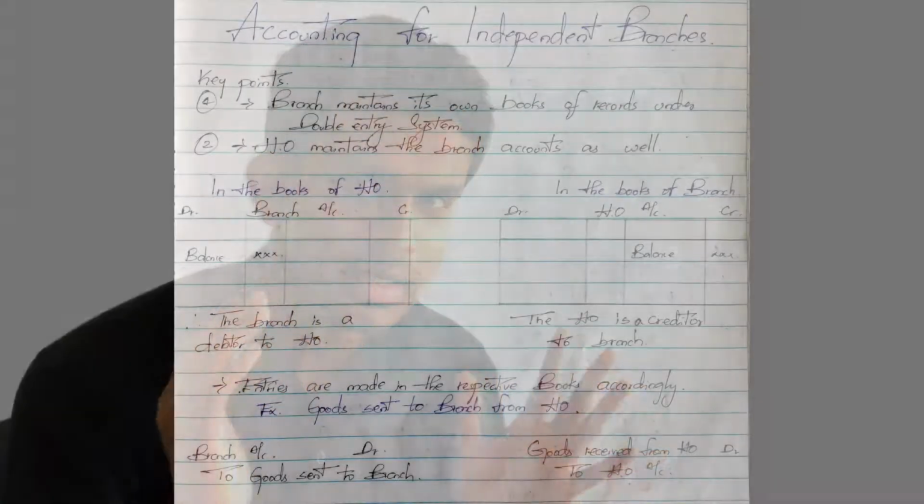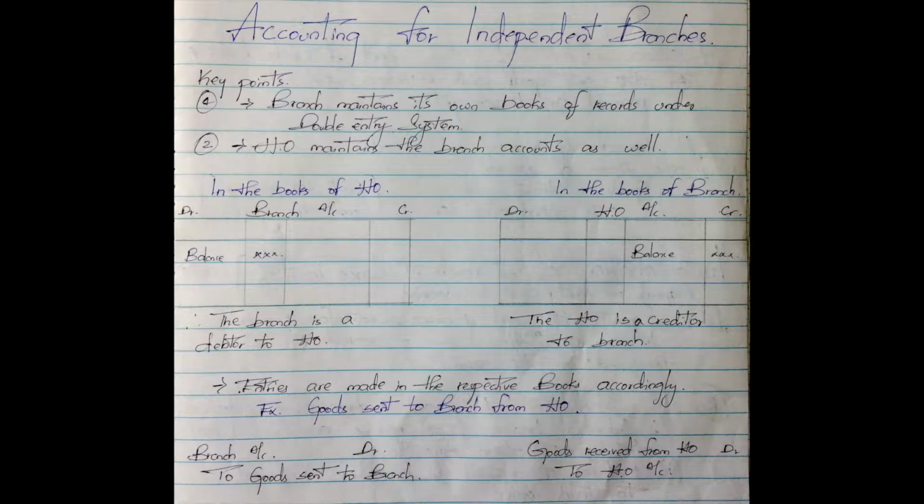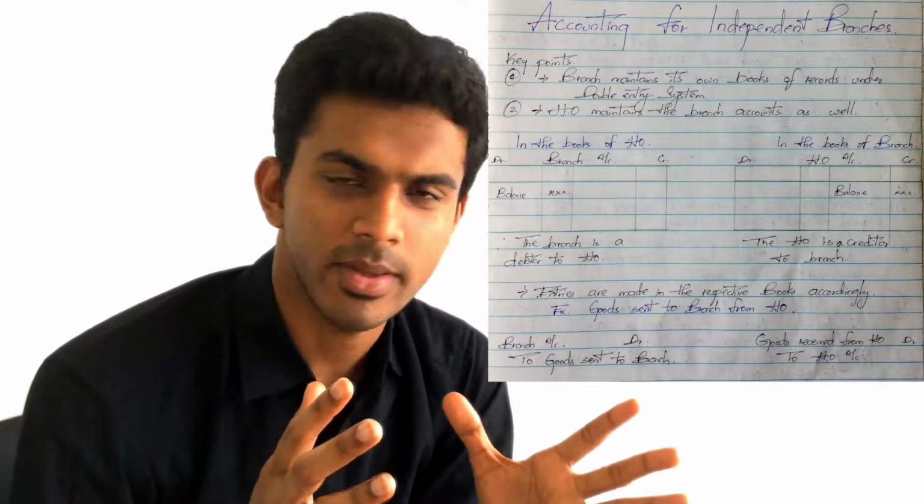Now let's say goods are sent to the branch. So what's happening in the books of head office? Asset of the head office, which is the branch, is increasing. So naturally the branch is a debtor, so when the head office sends goods to branch, the debtor's debt is increasing, right? So the branch account will be debited, and at the same time branch is the receiver of the benefit, so the branch account is debited. And what's going out? Goods are going out from the head office, so head office will credit the goods sent to branch account. Now let's come to the other side and see what's happening in the books of the branch.